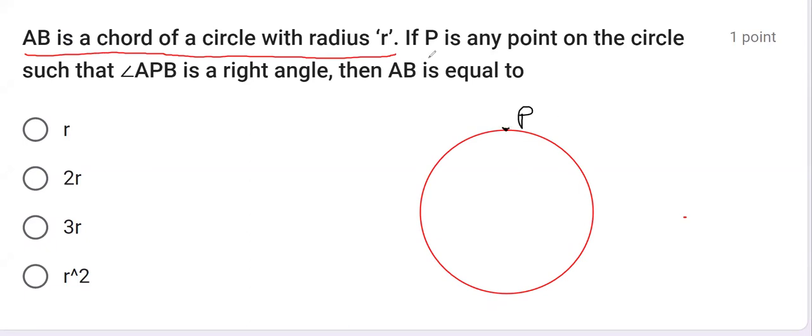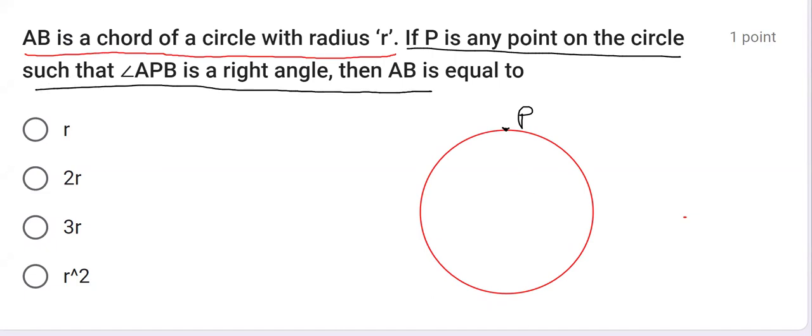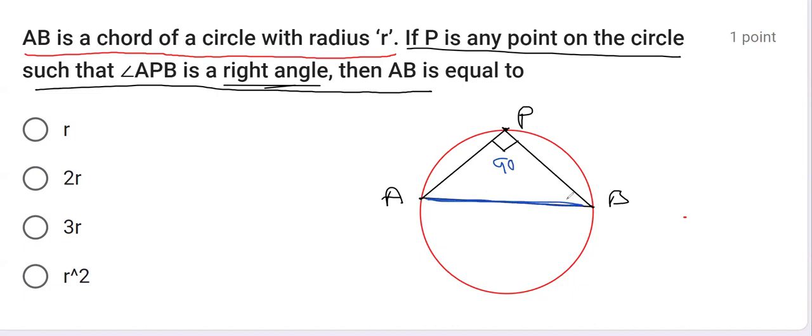I took this point as P on this circle such that angle APB is a right angle. So APB, let's say I took a point A here and say B here. The angle subtended by this, that means angle APB, is given to us as 90 degrees. As per the information, it is a right angle. What do we know? That angle in a semicircle is a right angle. We know from the property that angle in a semicircle is a right angle. So clearly, AB has to be the diameter of the circle, right?